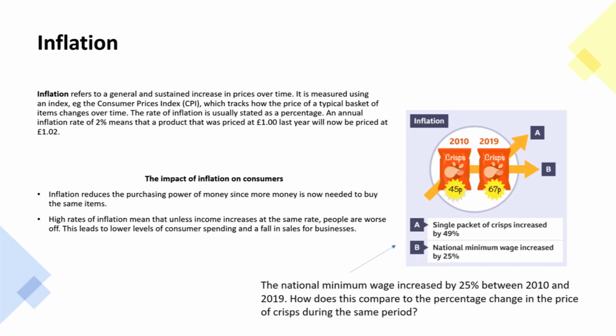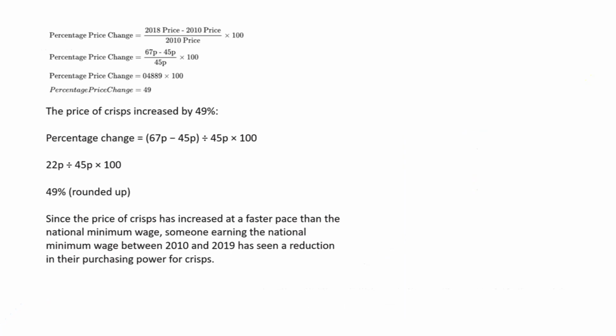The national minimum wage increased by 25% between 2010 and 2019 in this example. How does this compare to the percentage change in the price of crisps during the same period? Now, I just gave you a little flash beforehand about the workings out of this question. Quickly pause the video and try to work out what you believe the answer to be. Now that I'm assuming you've worked it out and unpaused, let's go over the answer.